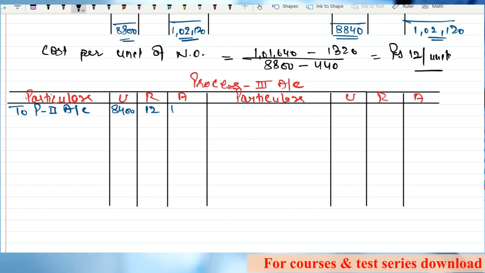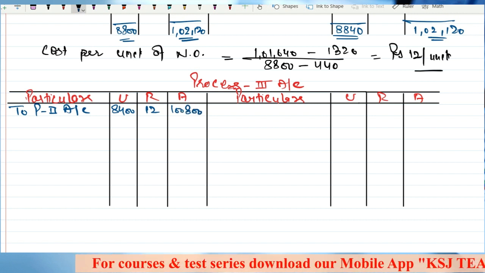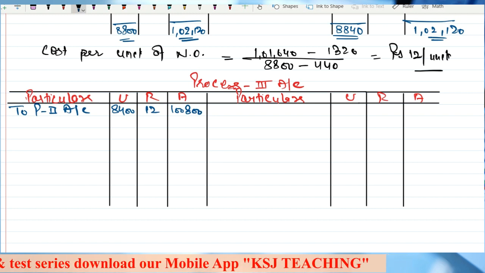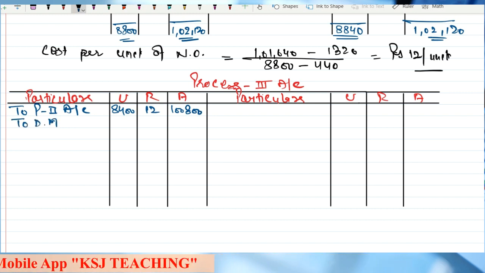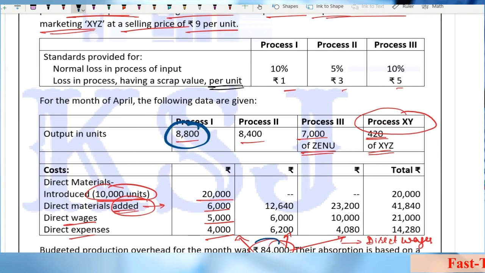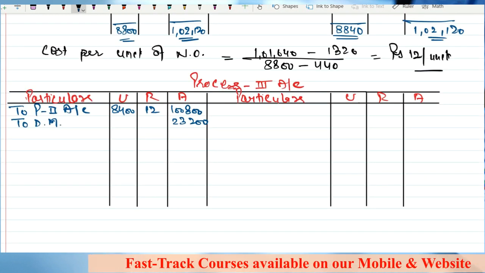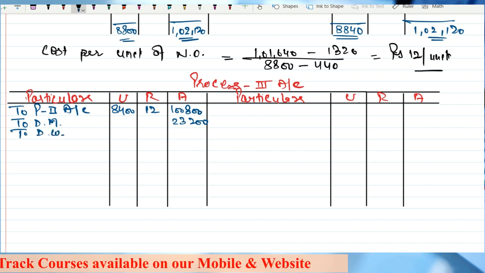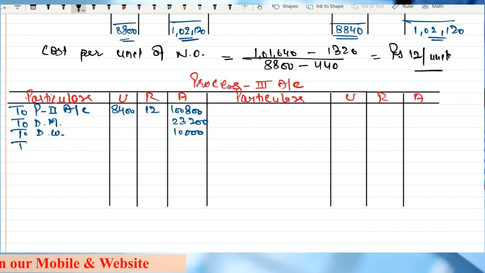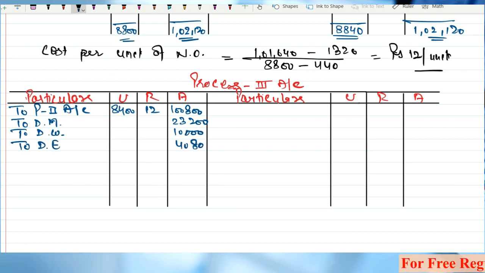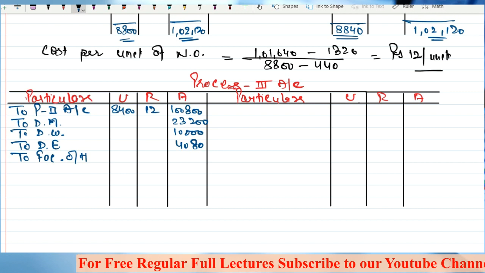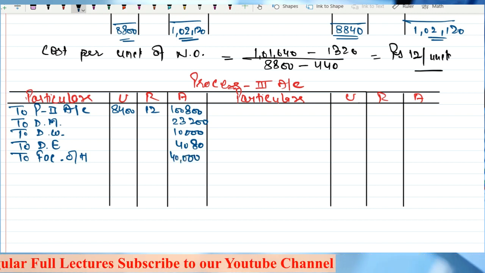So this is 1,00,800, right? Then we have to direct material, that is 23,200, I guess. Let's see once. Yes, sir, 23,200. Then we have to direct wages, that is 10,000. Then we have to direct expenses, that is 4080. Then we have factory overheads, that is 40,000, apportioned basically, right?